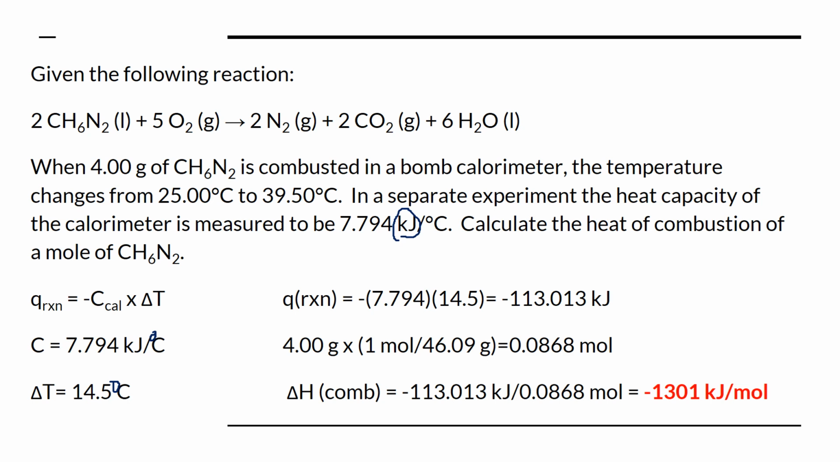Same process. You convert the grams to the moles, get 0.0868, divide these two numbers, and you get negative 1301 kilojoules per mole. So it's essentially the same process, except in this case, you don't really have to worry about the mass because you're more concerned with the heat capacity of the calorimeter. So those are 2 types of calorimetry. Like I said, you need to be more familiar with the coffee cup apparatus because they usually ask a lab-related question where you're looking at different pieces of data. And we'll do labs about this so you'll understand how you can analyze data to get a heat of reaction.